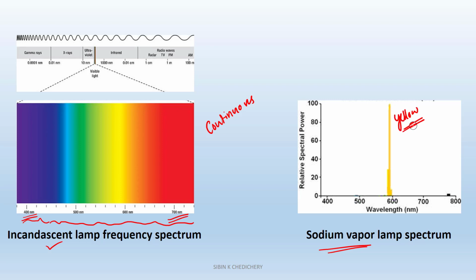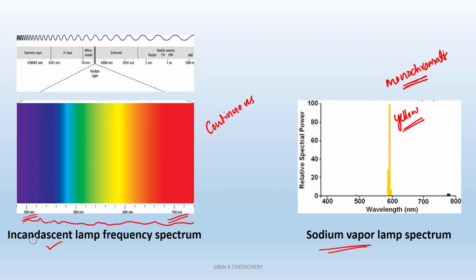That is why a sodium vapor lamp can't illuminate other colors. The frequency spectrum of a sodium vapor lamp is monochromatic. Only one type of frequency is present in the frequency spectrum of a sodium vapor lamp.